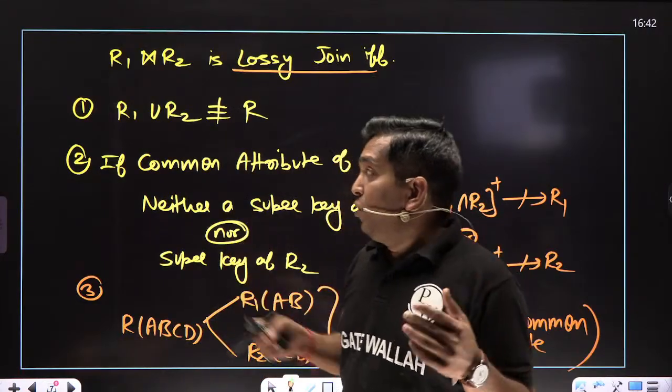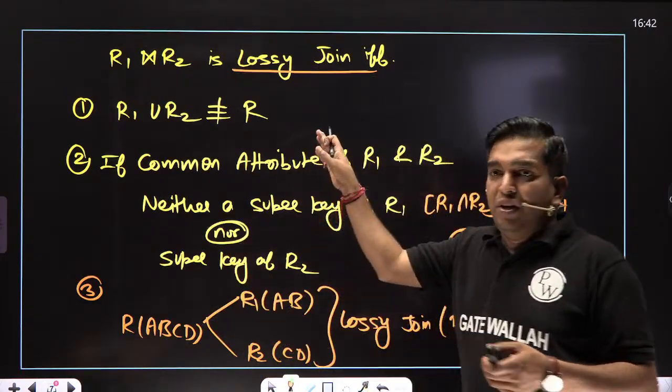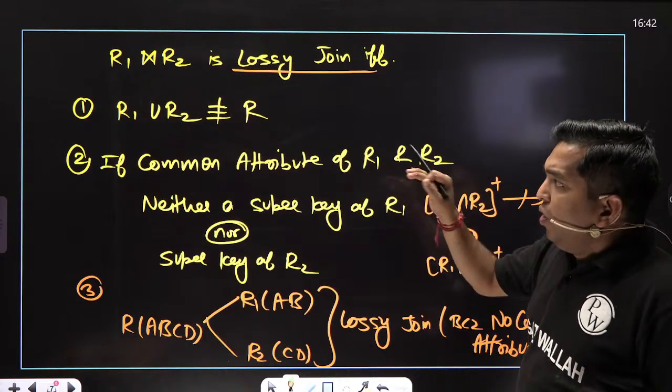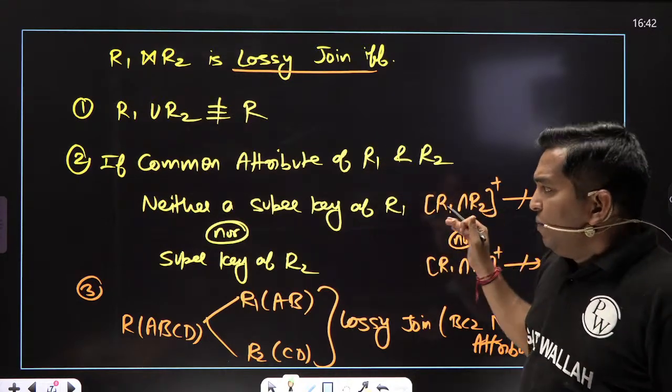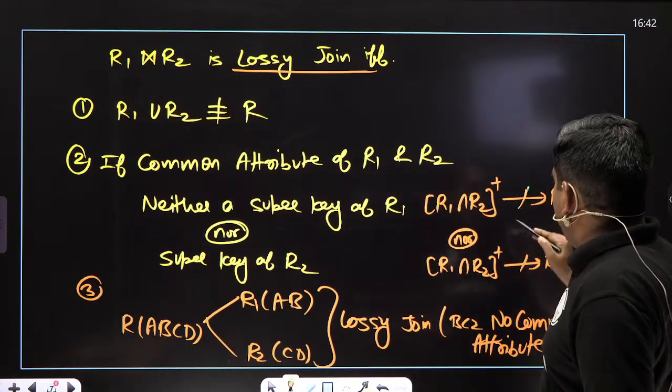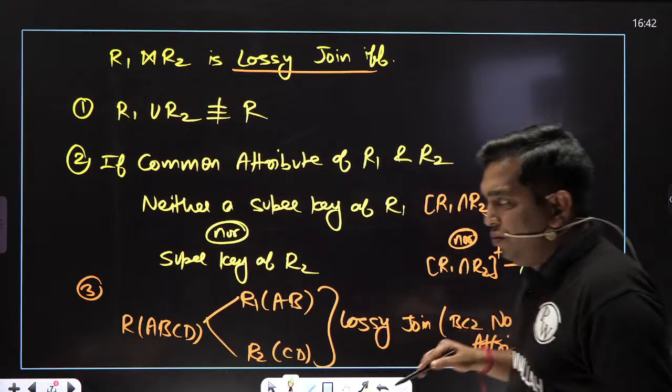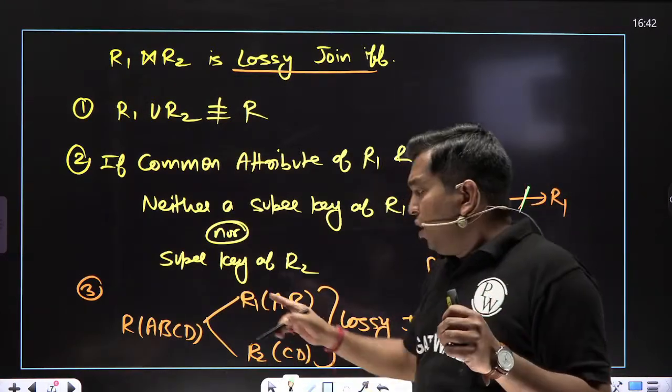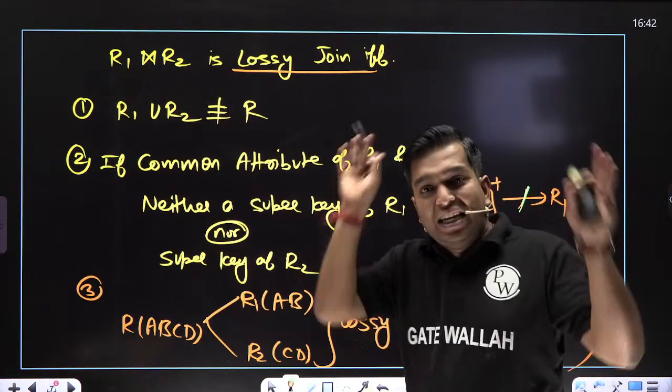And when will it be lossy? When you take the union and you do not get the exact relation R, or the common attribute is neither a super key of R1 nor a super key of R2, then it will be lossy. Or if nothing is common, then it will be lossy.